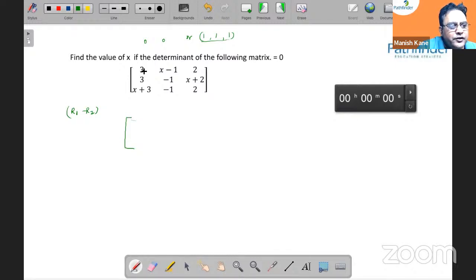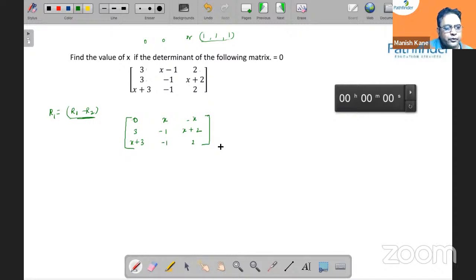To make the first element 0, this 3, I can just subtract row 1 minus row 2 and replace row 1 with row 1 minus row 2. So 3, the second row will be intact: minus 1, x plus 2. Because there are no row operations on row 3, this will also remain intact. Now row 1 minus row 2: 3 minus 3 gives you 0. I've got 1 0. X minus 1, minus of minus 1 will give me x itself. And 2 minus x minus 2 will give me minus x. So I have got one element as 0.